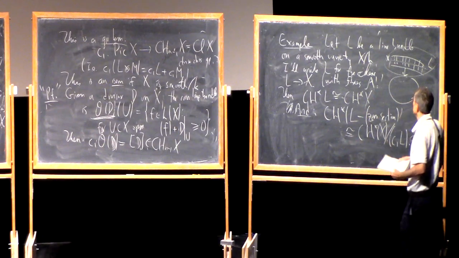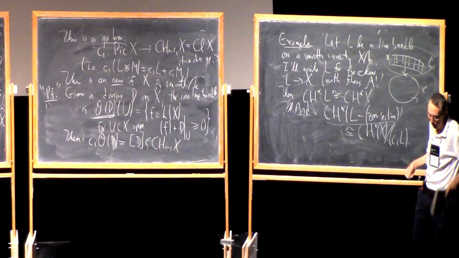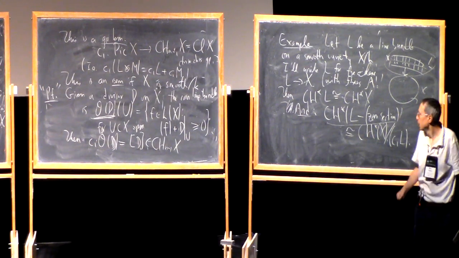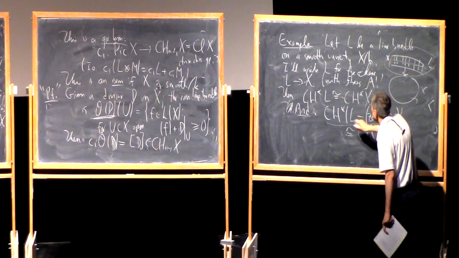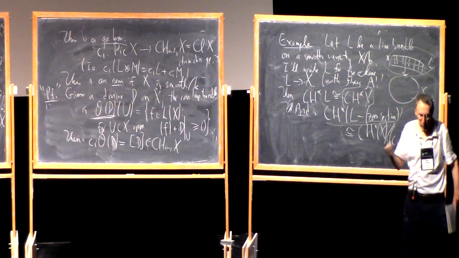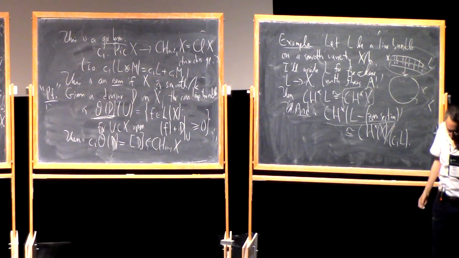Without writing down too much, why is this? So you could analyze this using the localization sequence. This is an open subset of something whose Chow groups you know. So basically, what does that say? That tells you that this has to be some quotient of the Chow ring of X. And what are you modding out by? You're modding out by the classes of all subvarieties contained in the zero section.